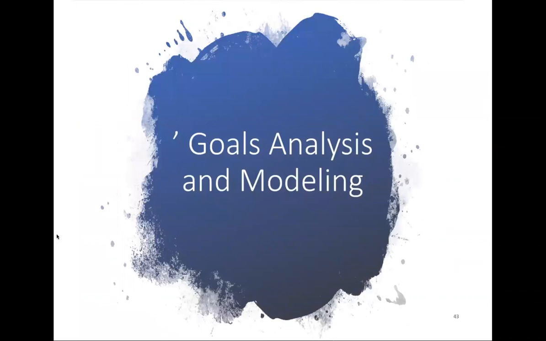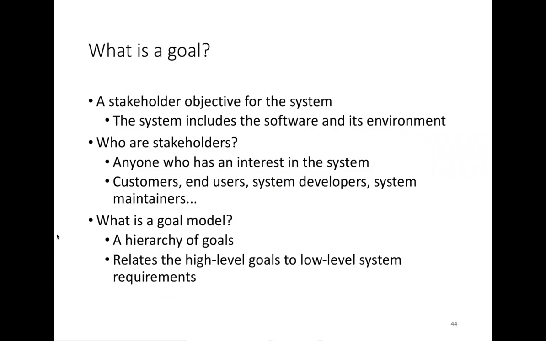So what is a goal? A stakeholder objective for the system. At this point, the system would include the software and its environment. So when we say a stakeholder objective related to the system, what is the system? It's just the software and the environment.